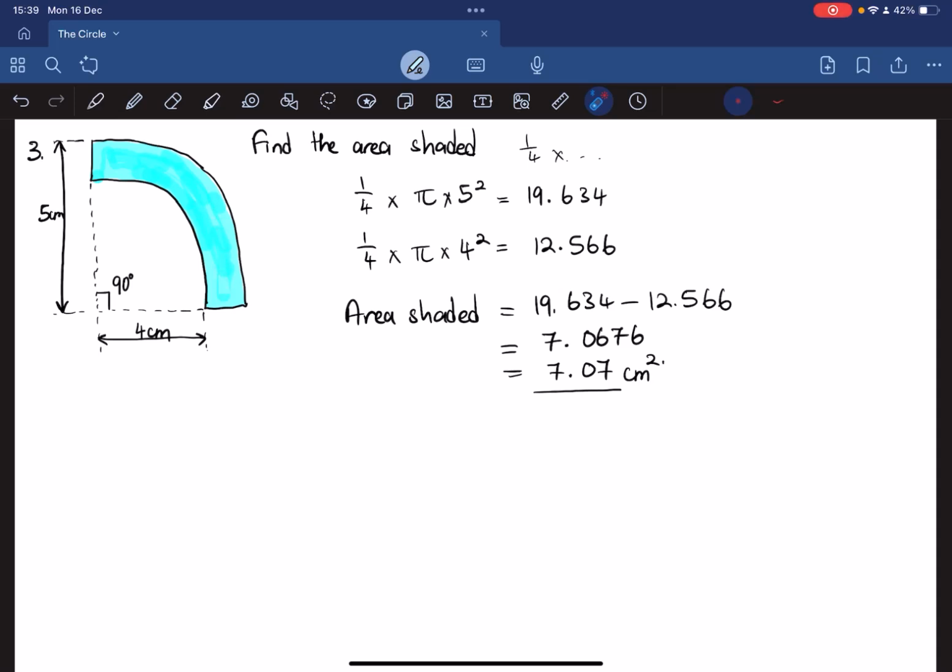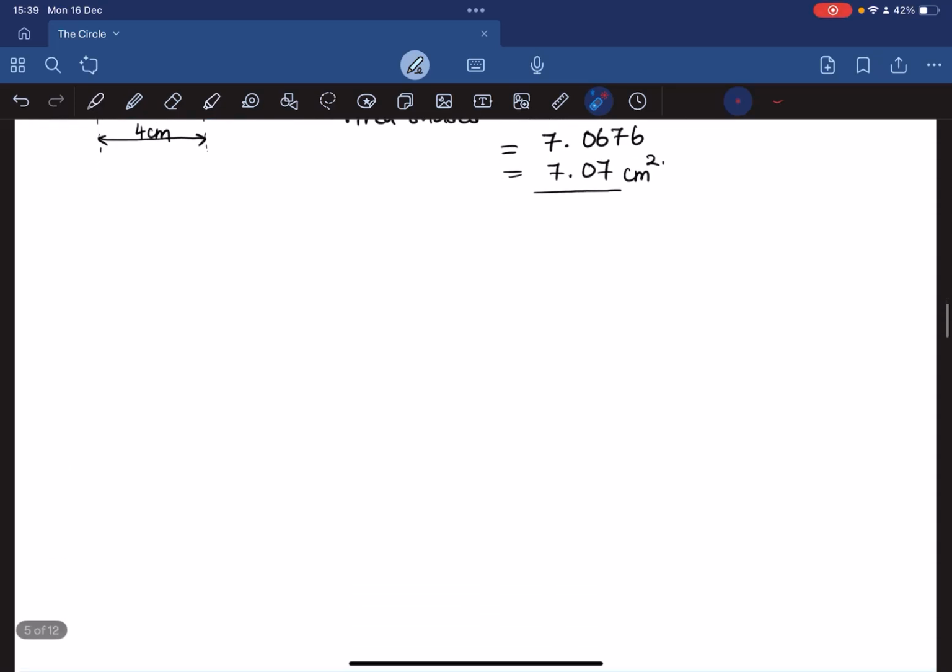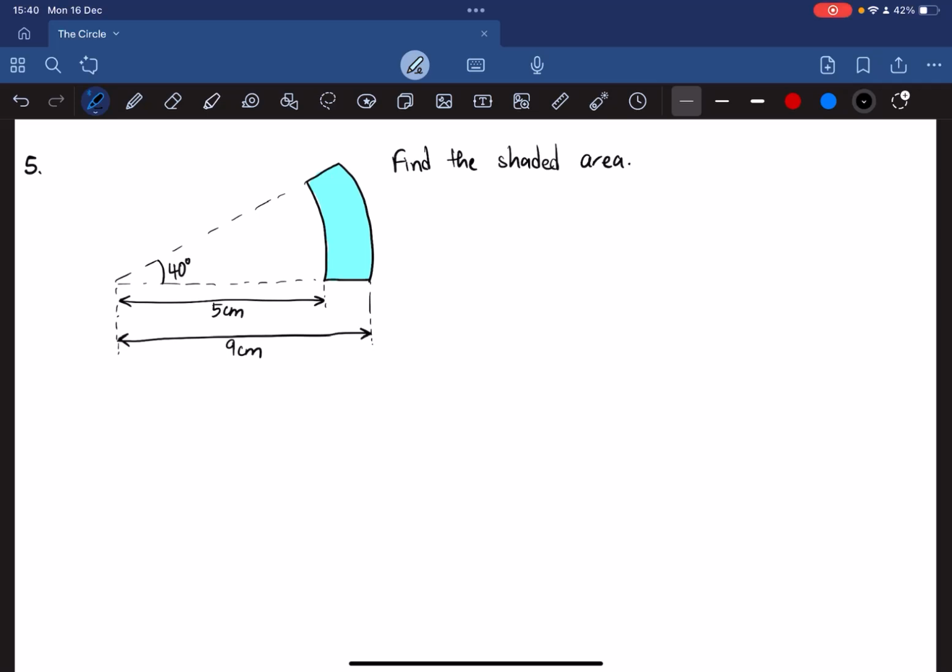Moving on to example number 5. In this example, we're given a diagram as shown below, and we're asked to find the shaded area. I can tell that this is a sector, so I'm going to use the sector area formula. 40, since the angle is 40 over 360 times pi r squared.